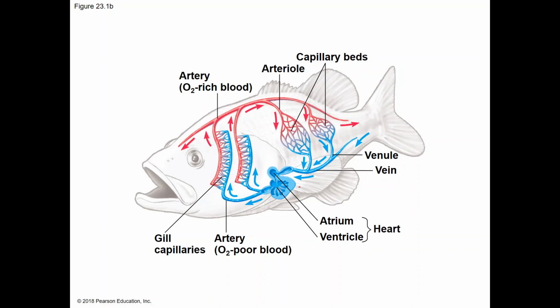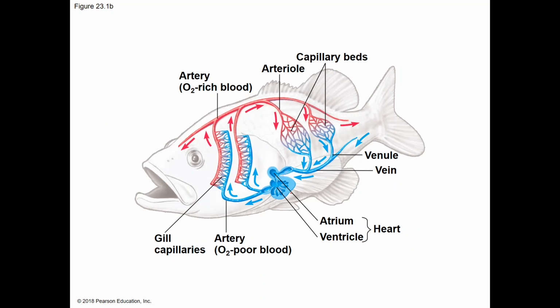But in a closed circulatory system, such as in this fish, this is the type of system that squids and octopuses and most vertebrates like us have. And it's called a closed circulatory system because the blood is confined to these vessels, and these vessels keep the blood distinct from the interstitial fluid.